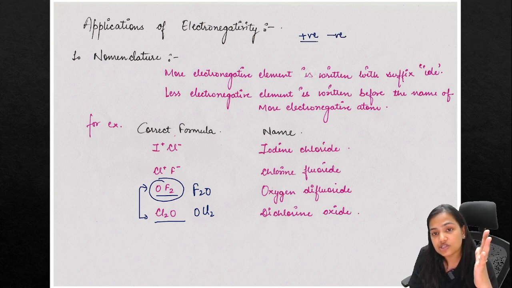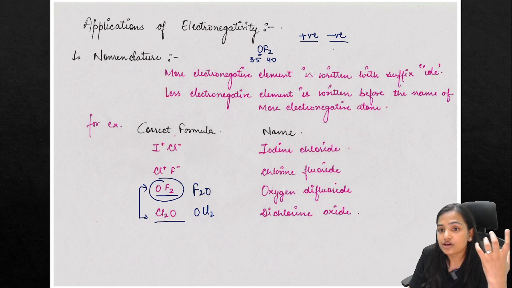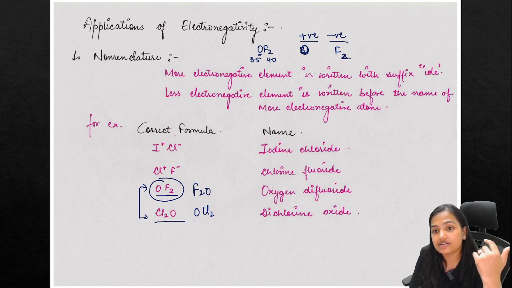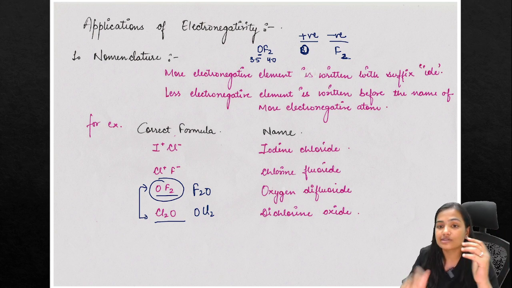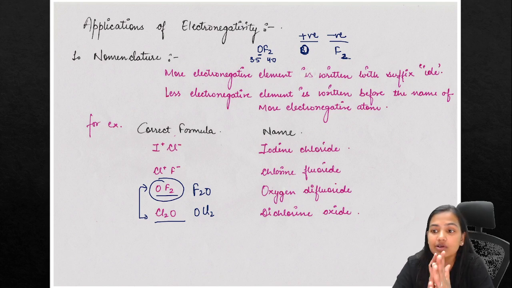Means the electropositive species will come first, then the electronegative species. So if I am talking about the OF2 molecule, in the case of O and F2, oxygen is 3.5 and fluorine is 4.0. So who is more electronegative? Fluorine. So fluorine will go on the right hand side and the oxygen, which is less electronegative, will come here. So what is the formula? OF2. That's how we can only write it as OF2, we cannot write it as F2O. That will go wrong.